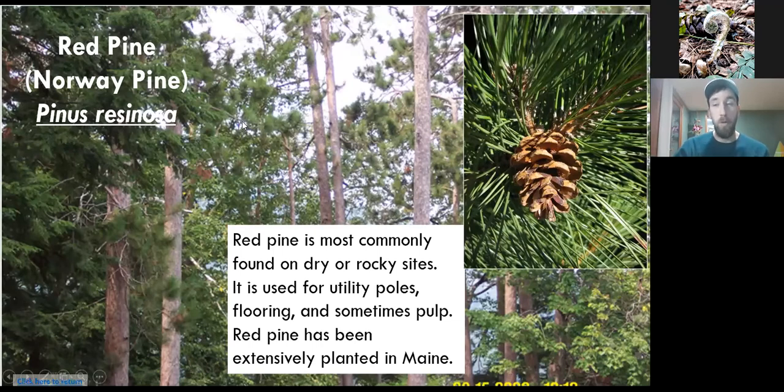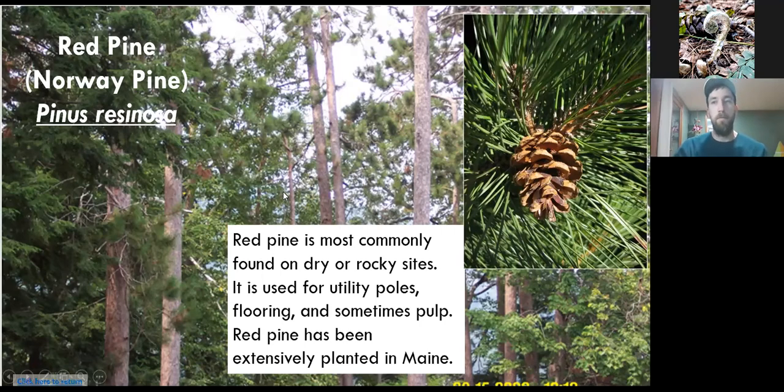Our next native pine would be the red pine. It is colloquially also known as the Norway pine, not to be confused with some of the other trees in this presentation that have Norway in the name. They are not native to Europe. They're native to North America. I believe just in the town of Norway, Maine, there historically must have been a lot of red pines, so they just called them Norways. It's a little bit misleading, but they are native.